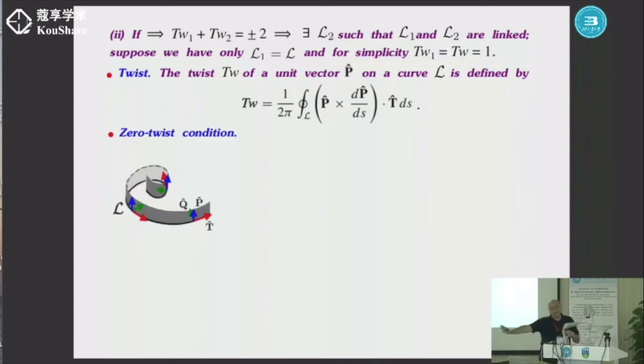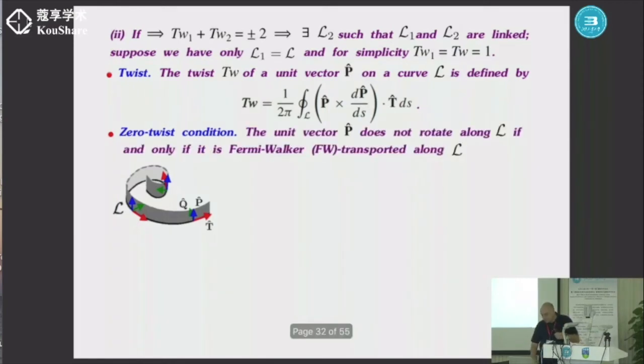I don't want to have to do with particular references. I want to be in a reference-free system, non-inertial and so on. This, in literature, changes name according to the context, but is well known in some contexts, for example in theoretical physics, as the Fermi-Walker transport. So this is a parallel transport, as you see, of the P framing along L.